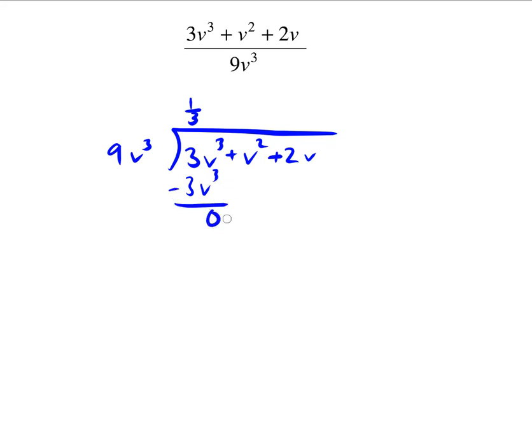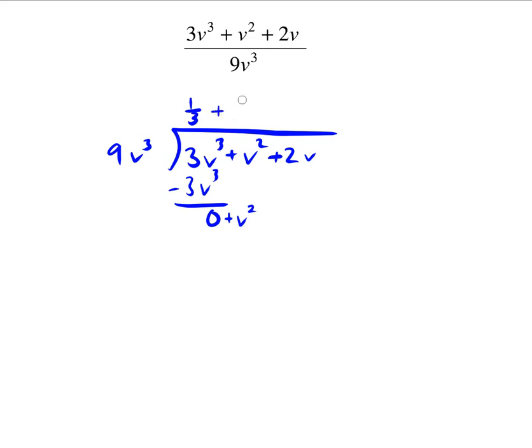And here I have 0 plus v squared, right? At this point, normally you would think, okay, I'm done. And you could be done here. You really could. You could have a remainder of v squared plus 2v, and you put that all over 9v cubed. You could do that, I suppose. But I'm just going to work it out here for a second. I'm going to ask myself some critical questions and see if I can figure out what to do here.